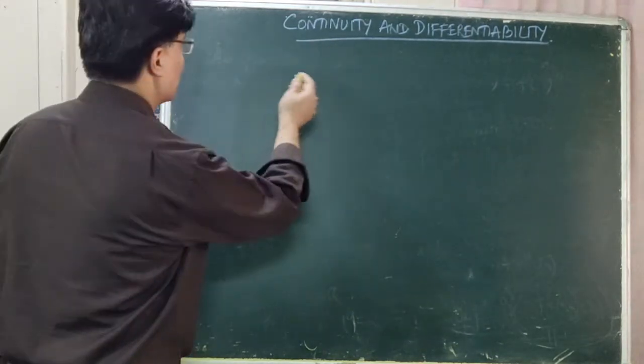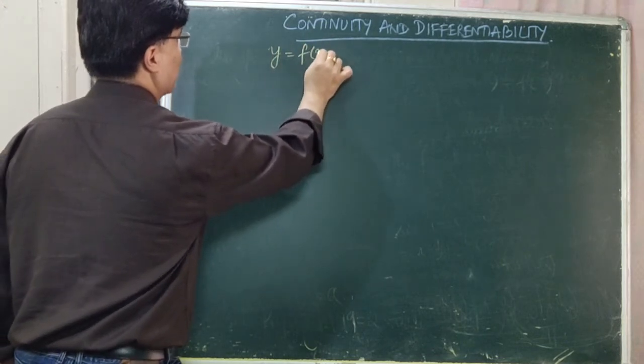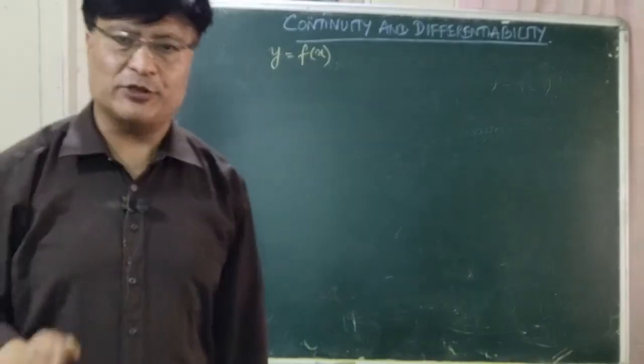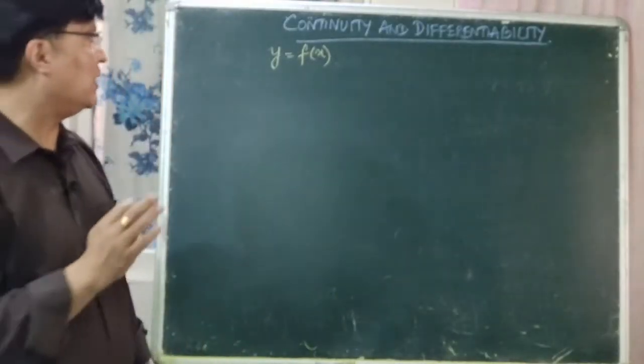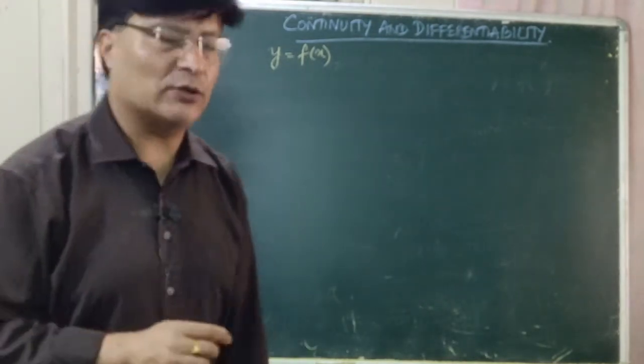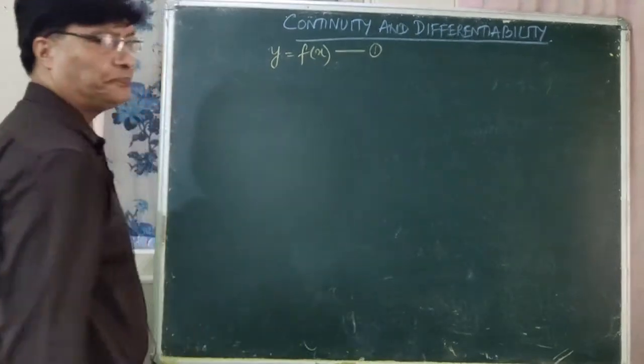Let us assume that y is equal to f of x. Suppose y is a function of x. You know the meaning of function of x. I told you already about function of x, right? So let us assume y is equal to f of x. Let us mark it as number 1.